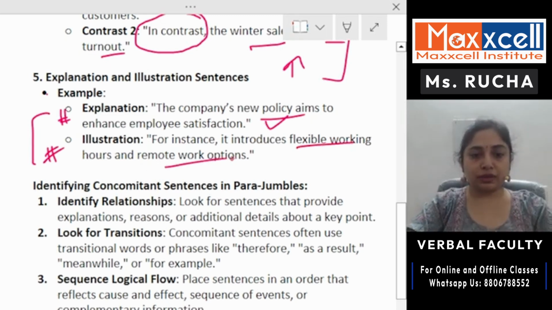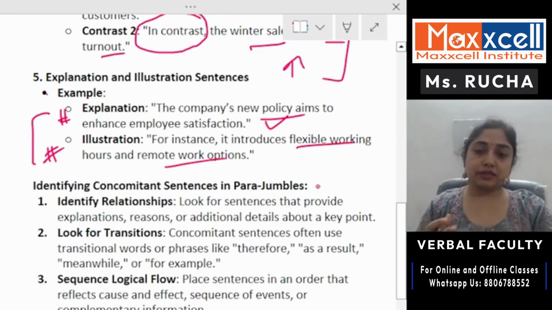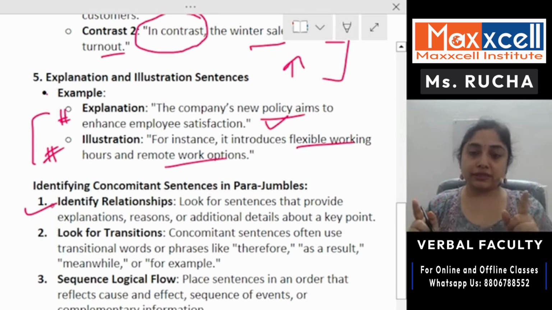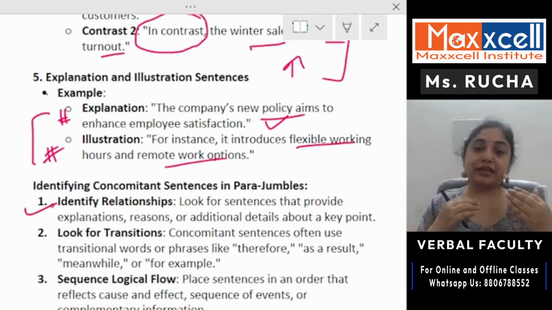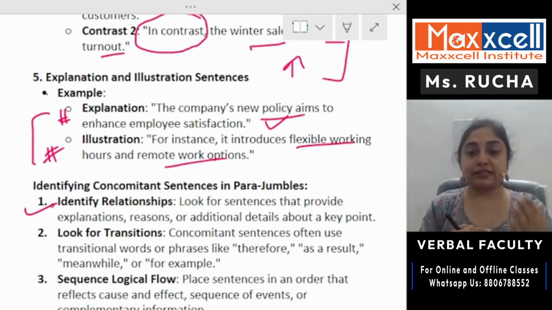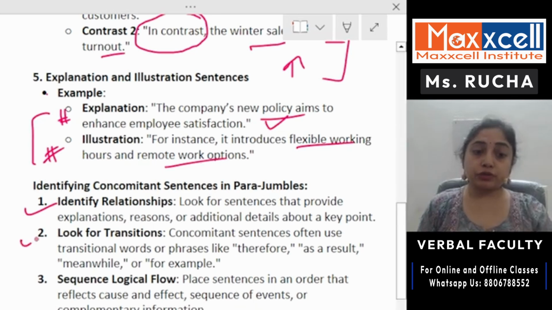Now, let us understand how we are supposed to identify such sentences. First of all, we have to identify the relationship between the sentences, whether they are contradictory, whether they are adding one example, whether they are adding a detail, if it is a sequential sentence, right? So once we identify this relationship, it becomes easier for us to understand how these sentences are connected, right? Also look for transition.